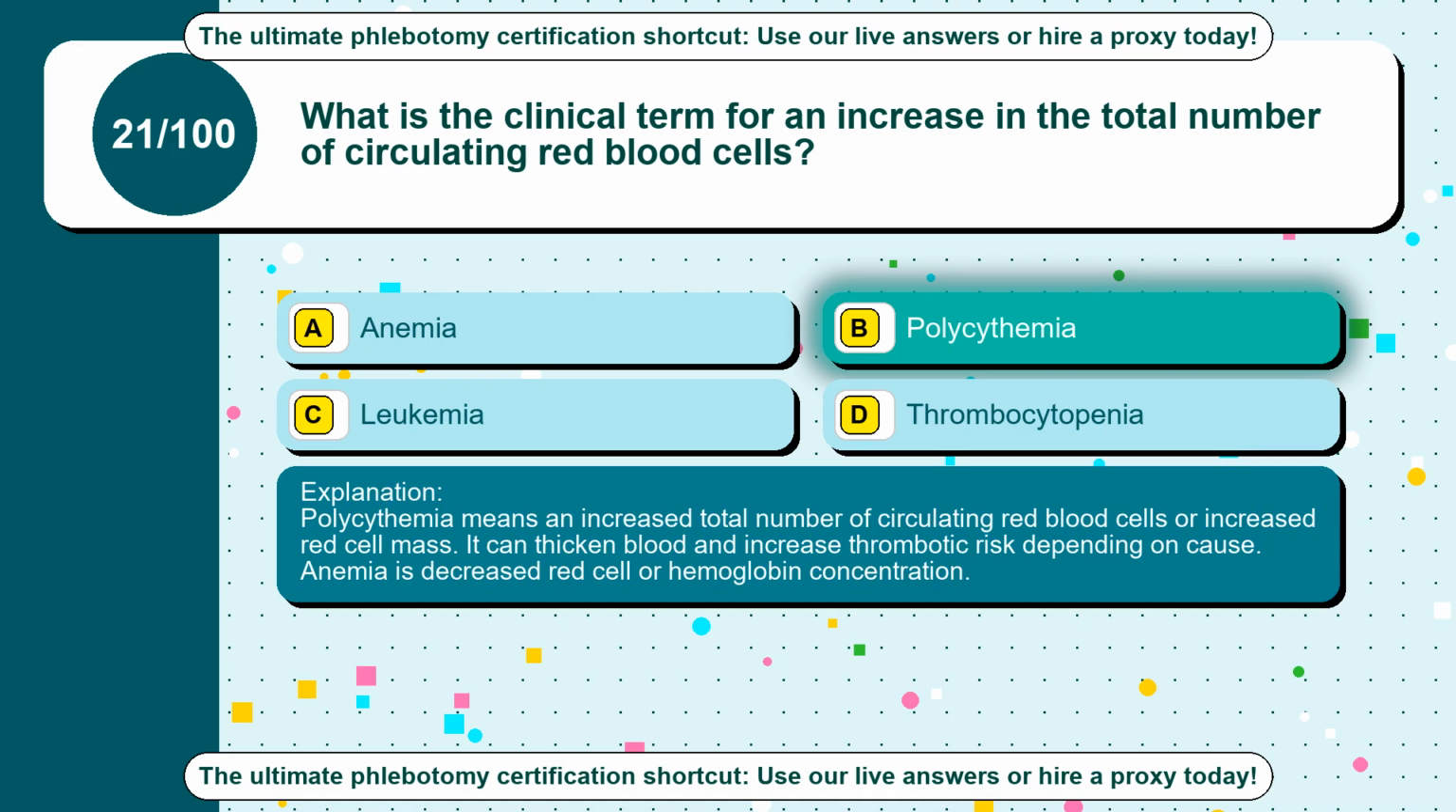Polycythemia means an increased total number of circulating red blood cells or increased red cell mass. It can thicken blood and increase thrombotic risk depending on cause. Anemia is decreased red cell or hemoglobin concentration.